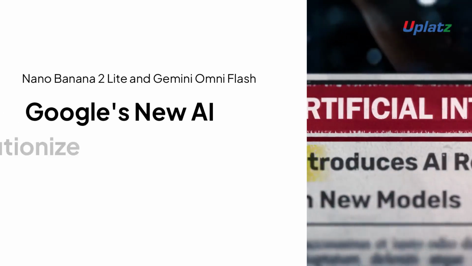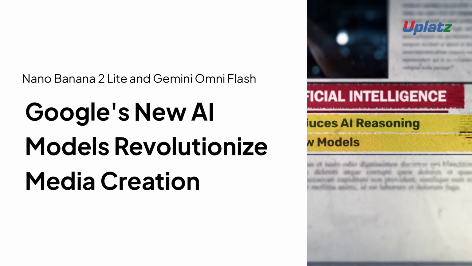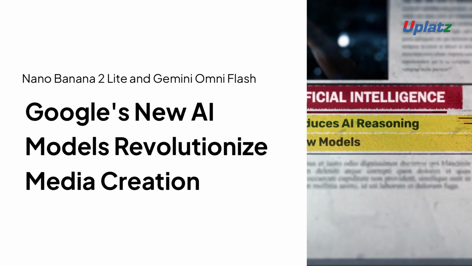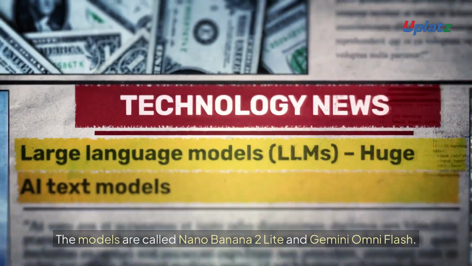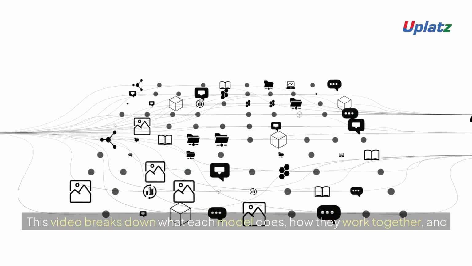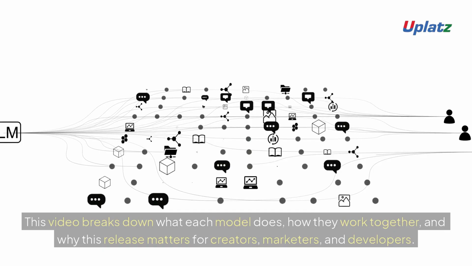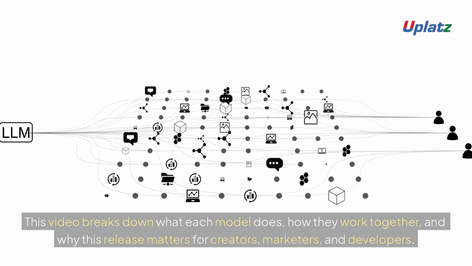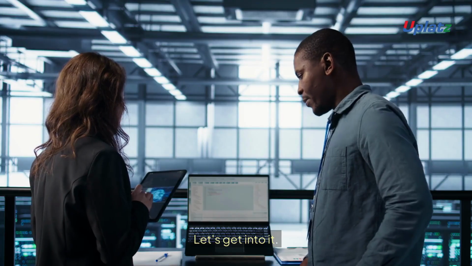On June 30, 2026, Google released two new AI models on the same day, and together they change how fast anyone can go from an idea to a finished image or video. The models are called Nano Banana 2 Lite and Gemini Omni Flash. This video breaks down what each model does, how they work together, and why this release matters for creators, marketers, and developers. Let's get into it.